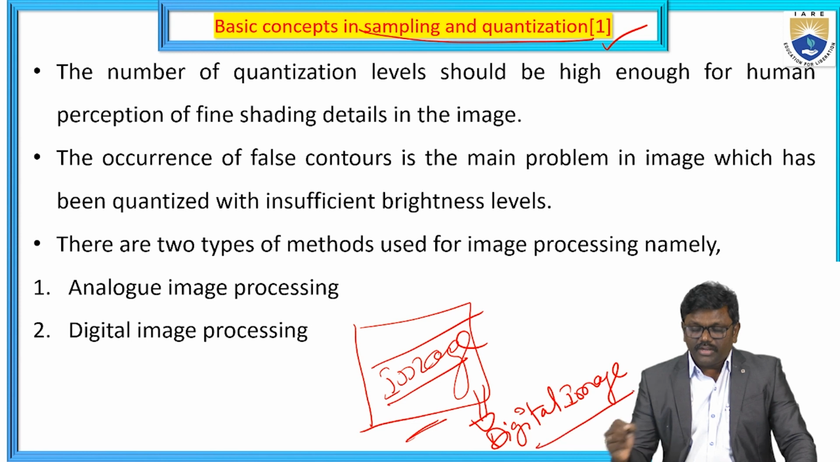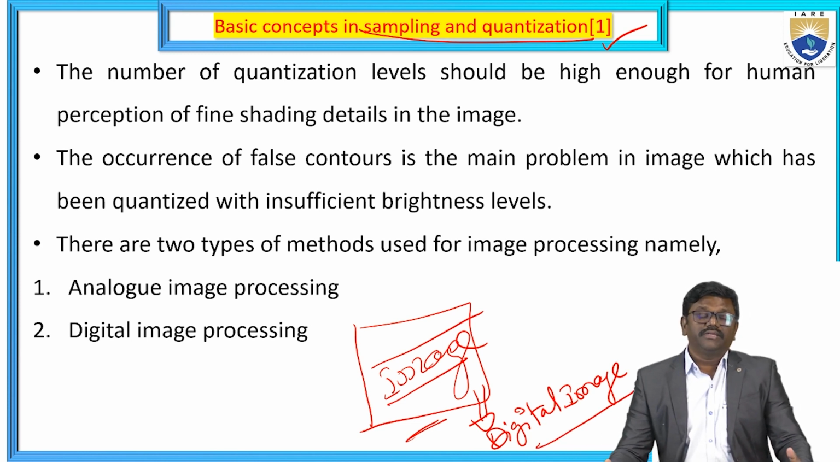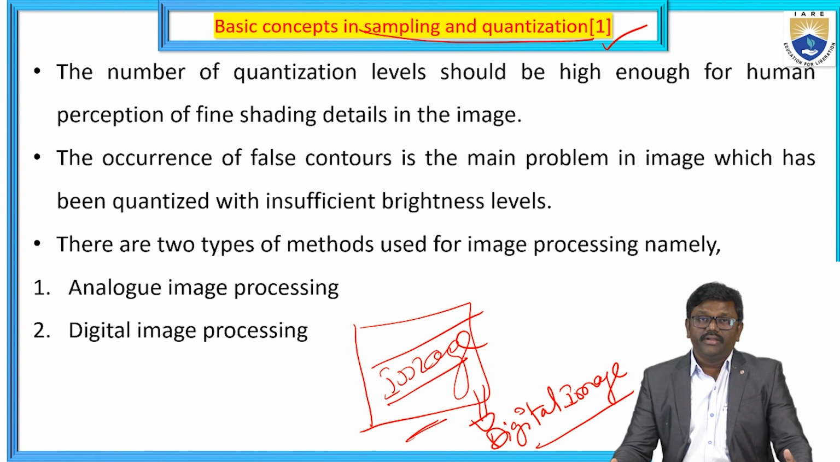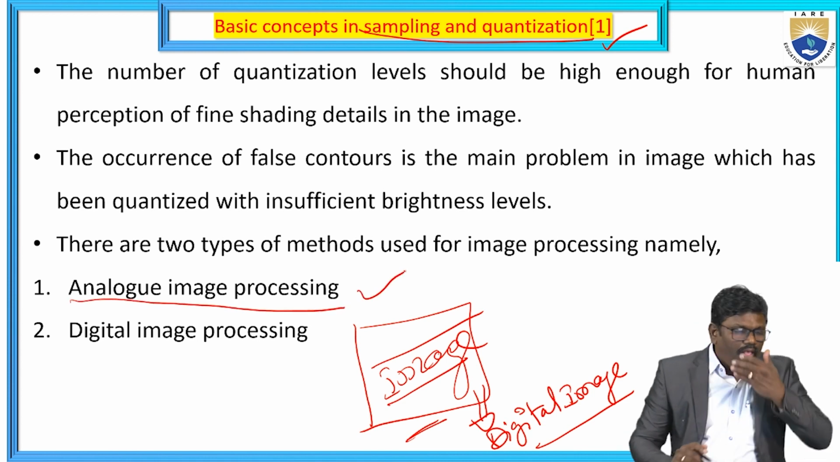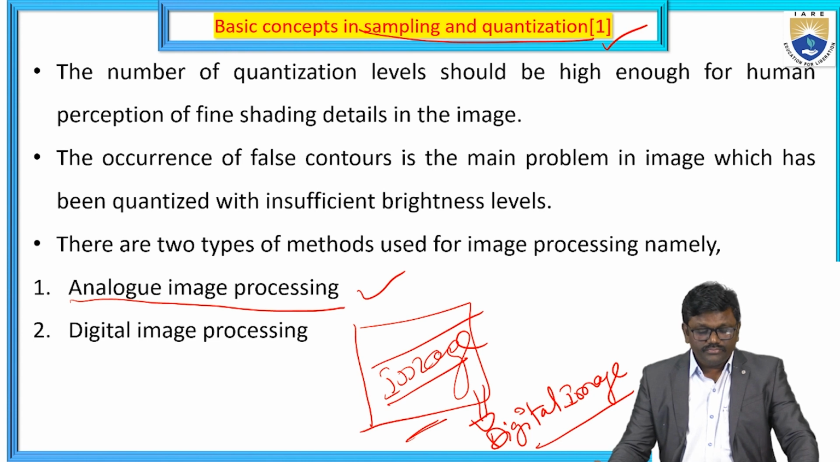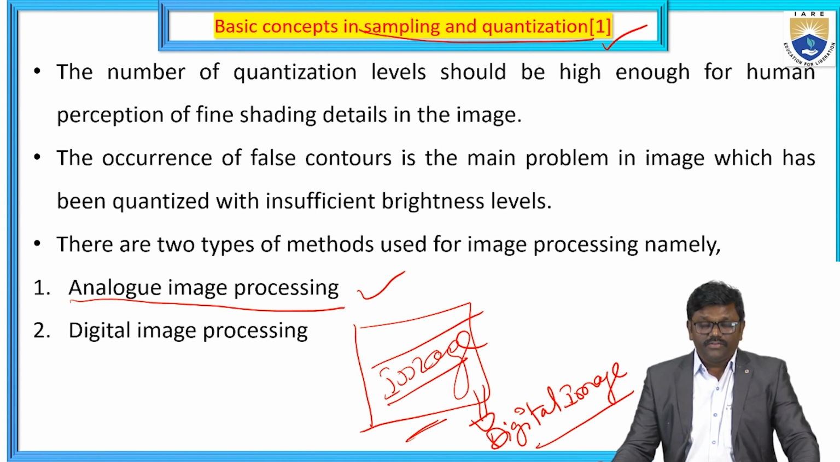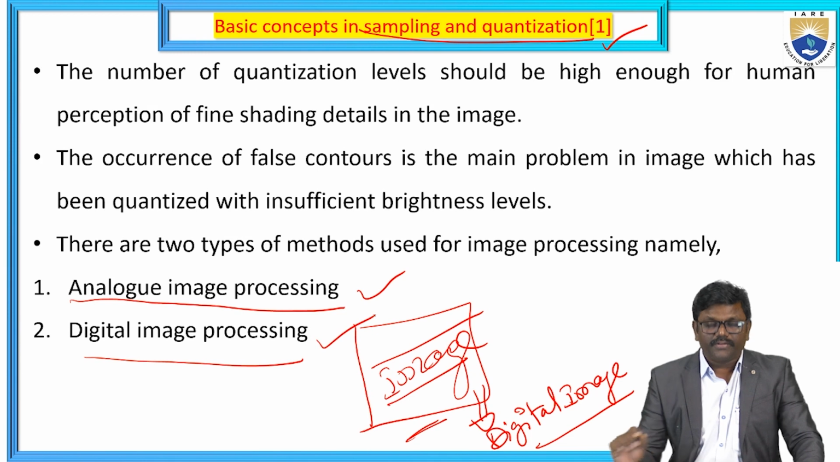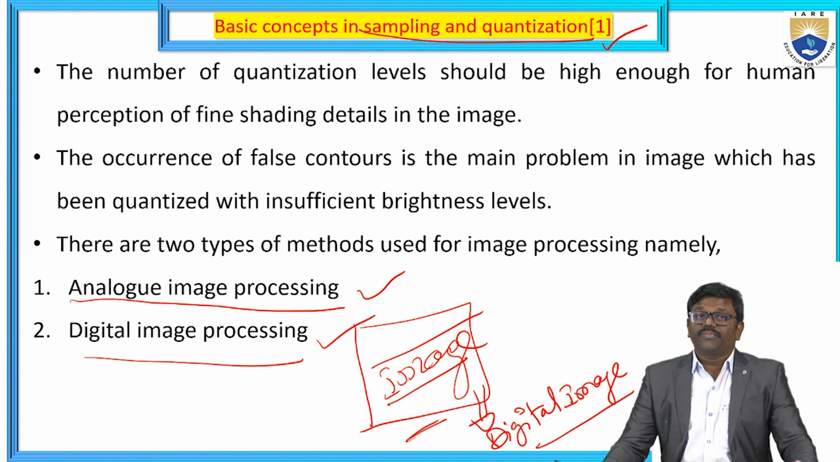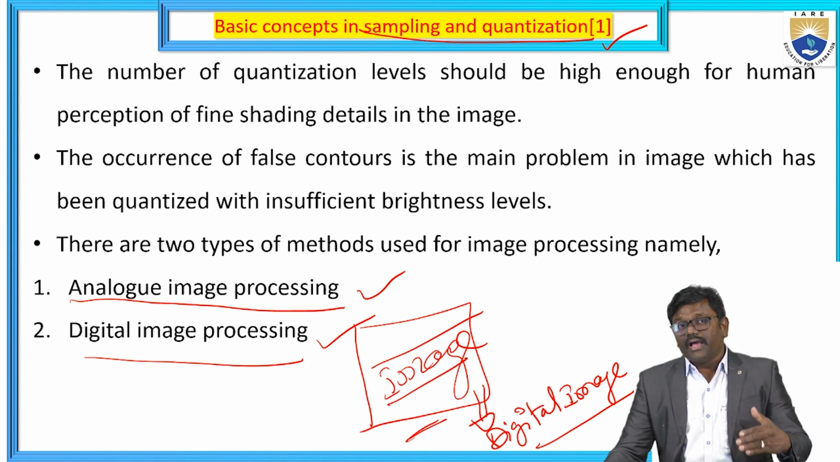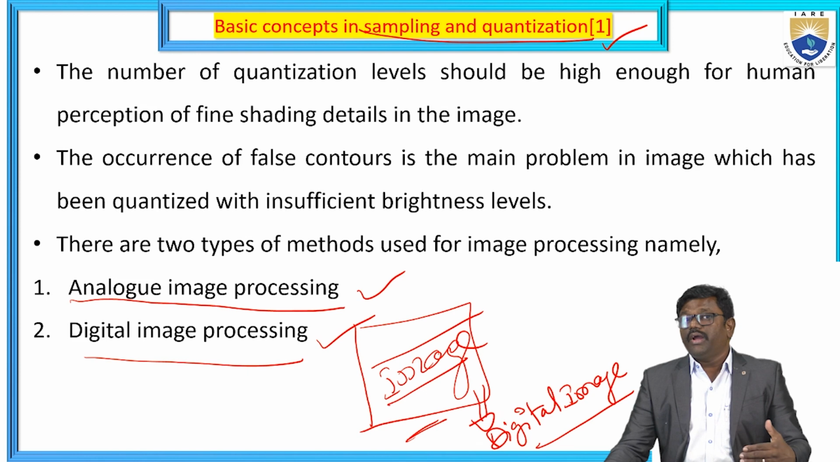For the achievement of that digital image, which we want to concentrate on here, there are two types of methods used for image processing, namely number one, analog image processing, and second one, digital image processing. Here we are studying the image processing and analysis subject, so we have to concentrate on both analog image processing as well as digital image processing.